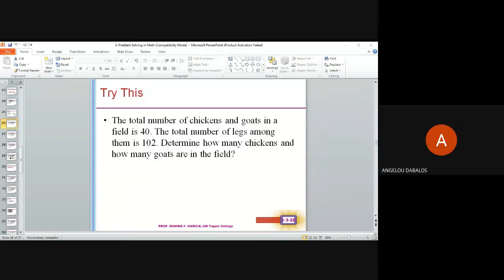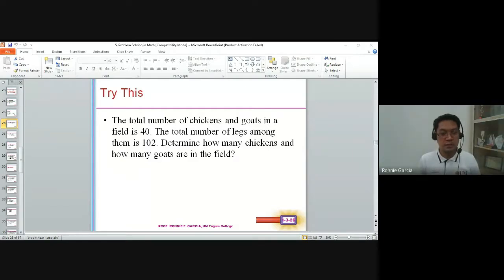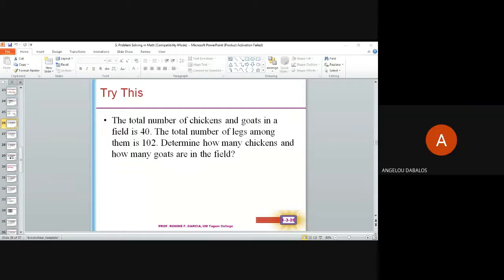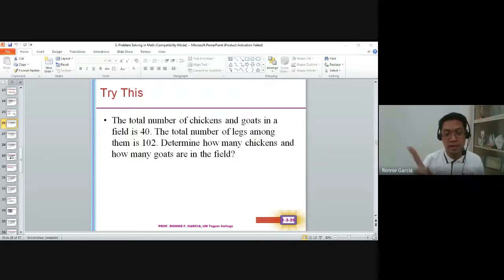Sir, good afternoon, sir. Afternoon, Mr. Dabalos. Read the problem. The total number of chickens and goats in a field is 40. The total number of legs among them is 102. Determine how many chickens and how many goats are in the field. Okay. You may use any method. You can guess or check. You can solve. It depends on you. But what is being asked here is how many chickens and how many goats?